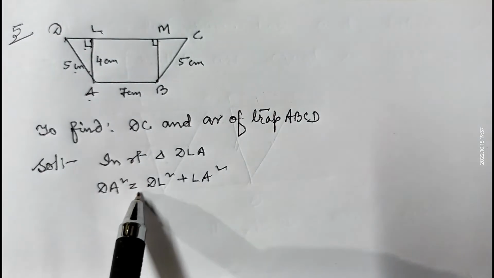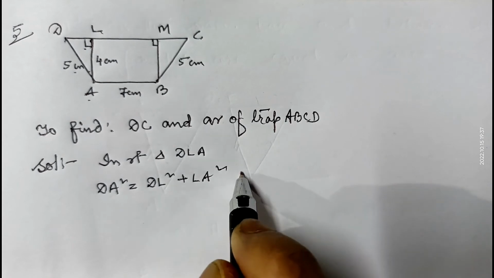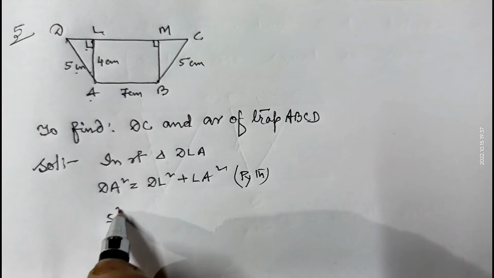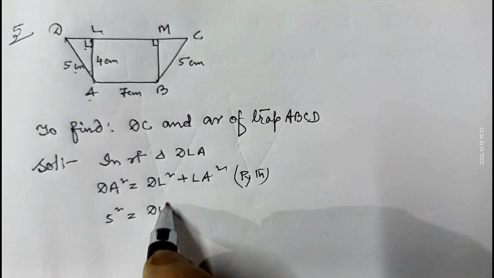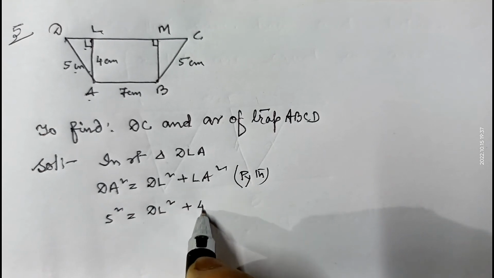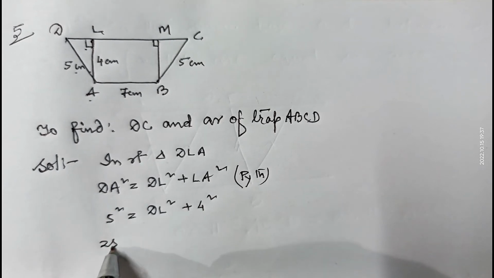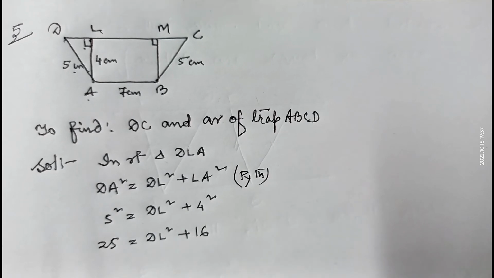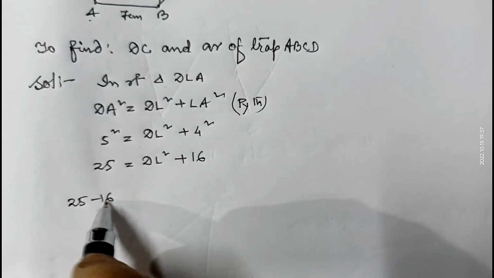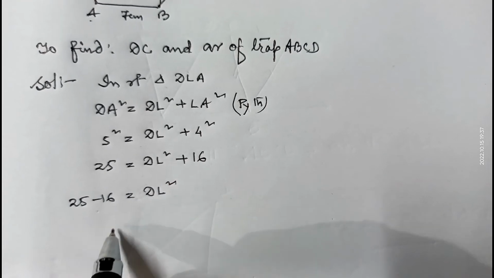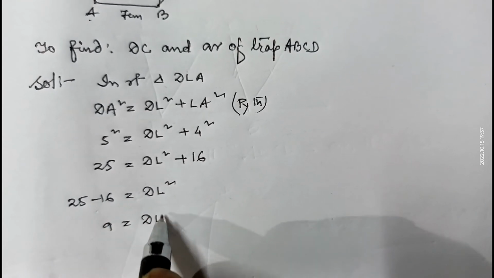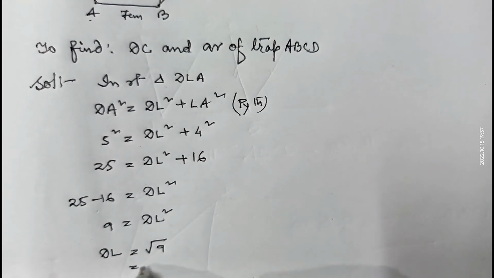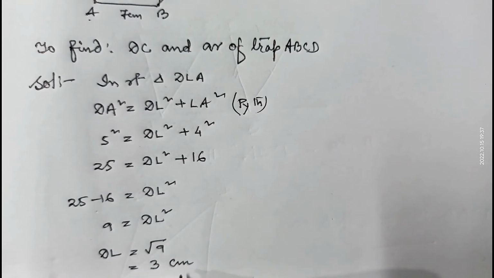So it will be DA square equal to DL square plus LA square. You can write here by using Pythagoras theorem. Now DA square is 5 square equals to DL square plus LA square. LA square is 4 square. 5 square is 25 equals to DL square plus 4 square is 16. So 25 minus 16 equals to DL square. So 9 equals to DL square. So DL equals to root over 9, and root over 9 will be 3. So 3 centimeter is the length of DL.